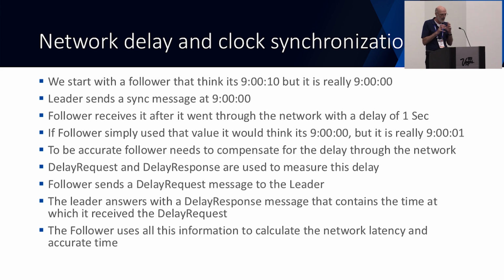To be accurate, the follower needs to understand what the latency of the network is and compensate for it. We use delay request and delay response messages to fix that. Roughly how that works is the follower, after it receives the sync message and the follow-up, sends a delay request message to the leader. The leader answers that delay request with a delay response, which says, I received your delay request at this time. It sends it back, and the follower uses all that information to figure it out. So let's look at what that means.